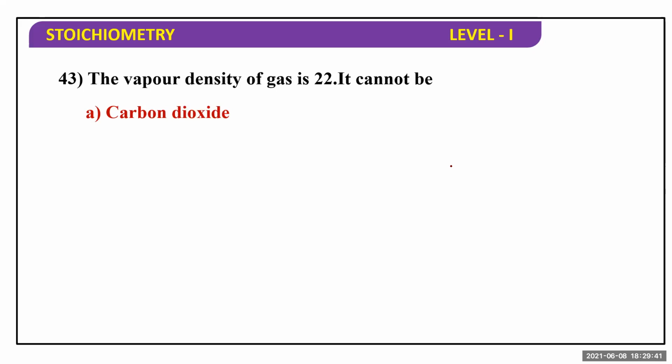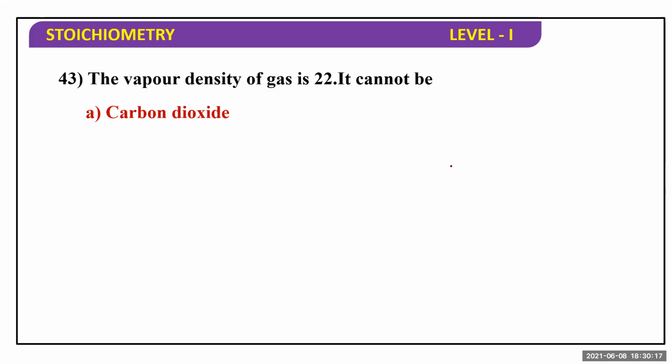The vapor density of gas is 22. It is a vapor density. So the vapor density of a gas is 22. It can't be 22.1 liters. Huh? No, just 22. It is vapor density. Since it is a ratio, there is no unit. Okay. It is not density, it is vapor density.